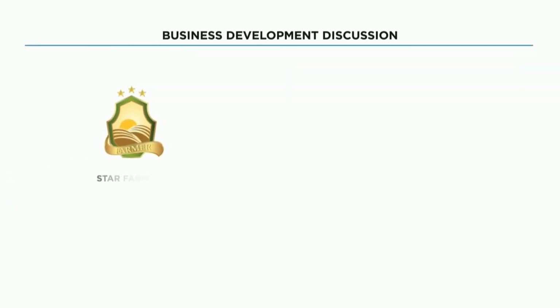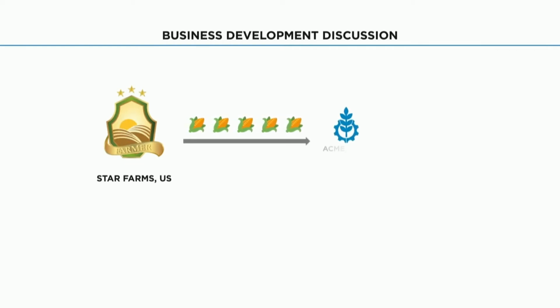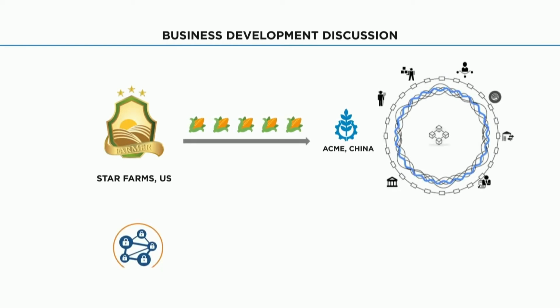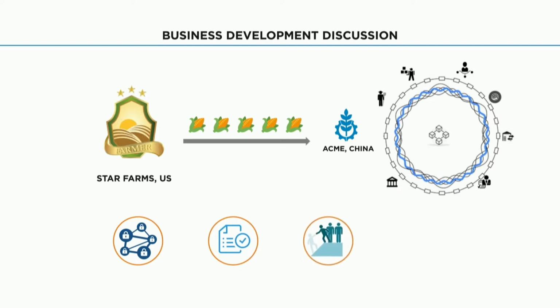Star Farms, a U.S. supplier, has agreed to supply Acme with corn in China. Star Farms is happy to participate in Acme's blockchain because it opens up other opportunities. Star Farms has agreed to Acme's standard terms, which are already in the blockchain as smart contracts. Acme sends blockchain onboarding instructions to Star Farms. The instructions recommend Star Farms use HCL's CoTrust technology to connect to the blockchain.